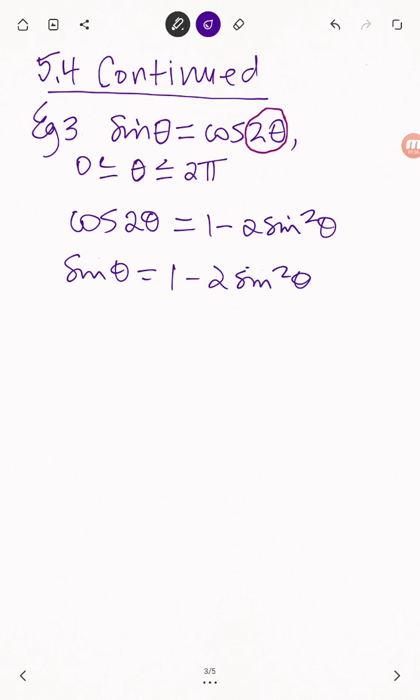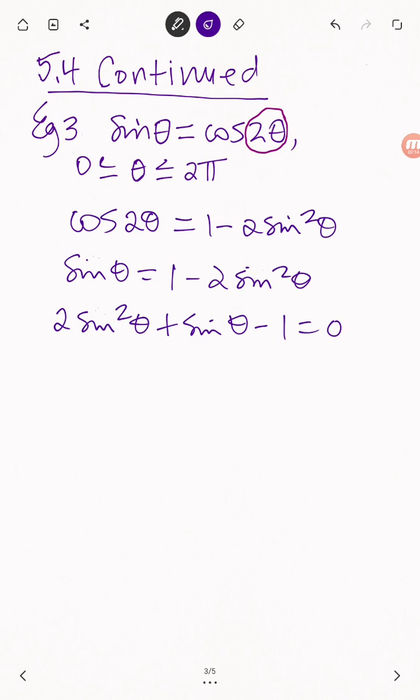And then we need to try to isolate sine theta. So let's take everything over to the left hand side. 2 sine squared theta plus sine theta minus 1 equals 0. So I've taken everything over to the left hand side with the hope that I can isolate sine theta. But I have sine squared theta, and then I have sine theta, and then I have a constant term. Doesn't really lend itself to isolating it so easily.